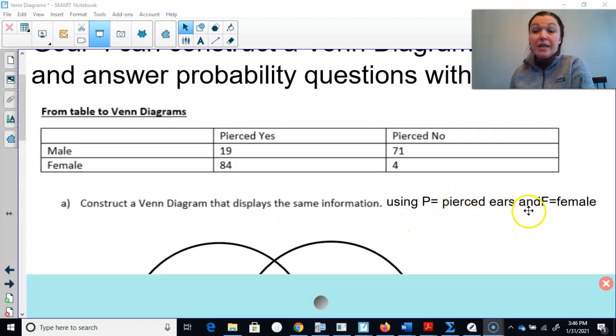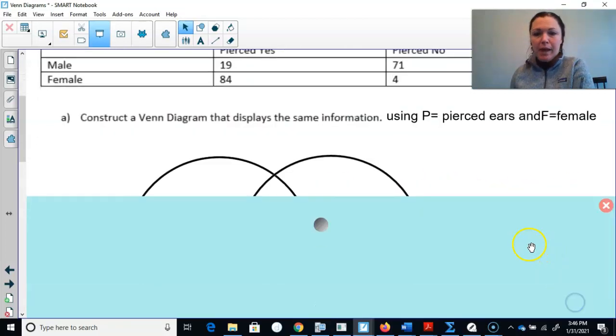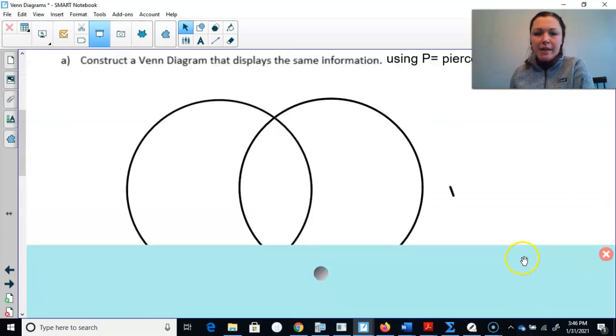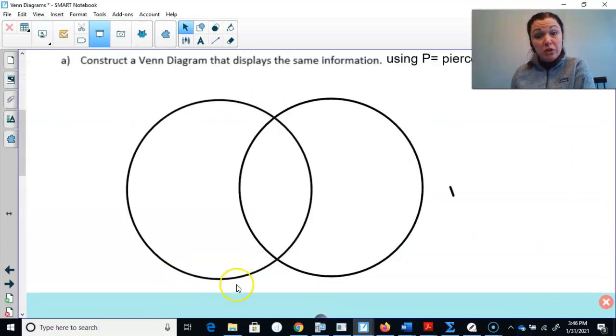P equals pierced ears and F equaling female. So what do I mean by that? What is a Venn diagram? A Venn diagram is two circles that kind of intertwine, per se. And what I'm going to do here is put a P.